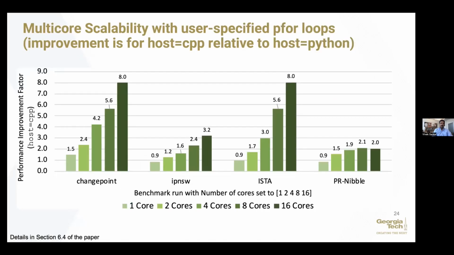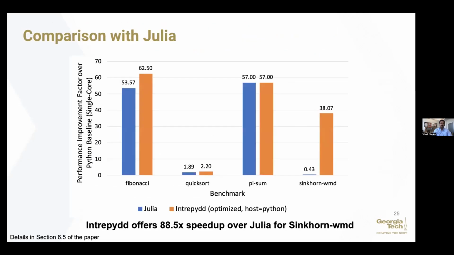We've also shown in the paper how we can get some multi-core scalability. But for this work, we did not do any parallelization for cluster or distribution, which is what I'm going to talk about next. Briefly, we also did a comparison with Julia. This is a little outdated because this dates back to 2020. So we should check again.